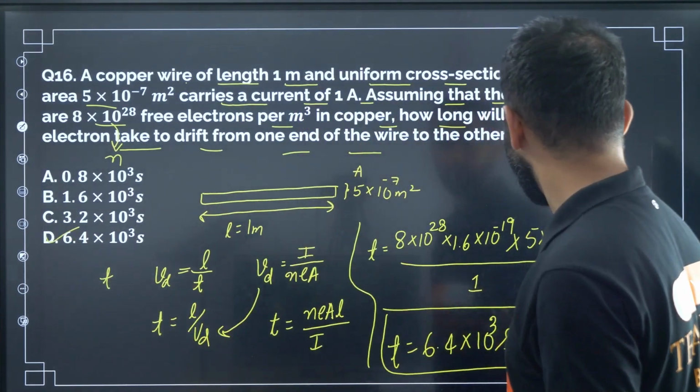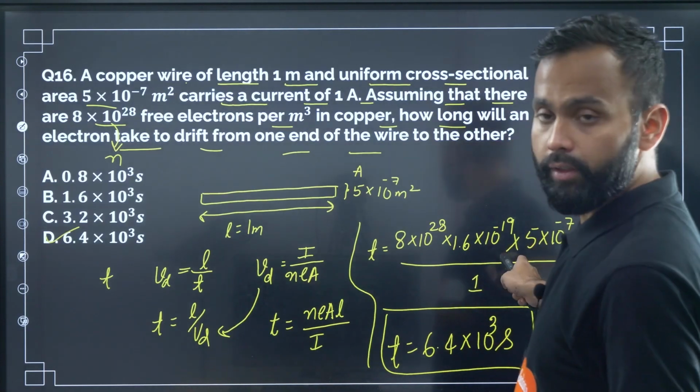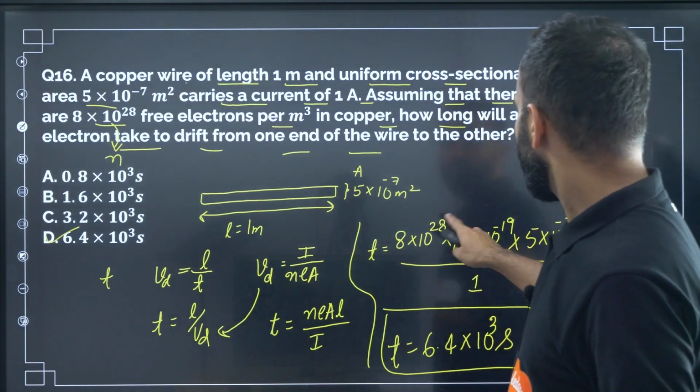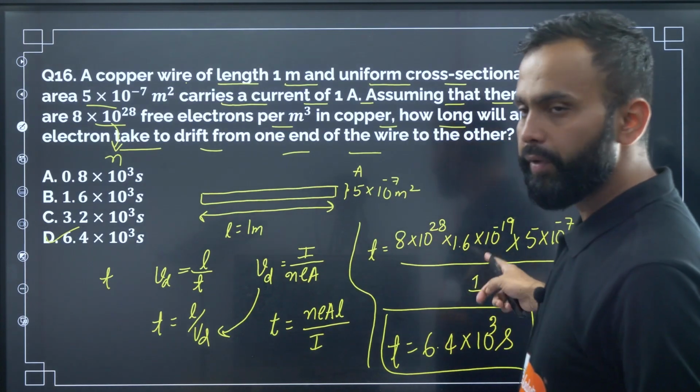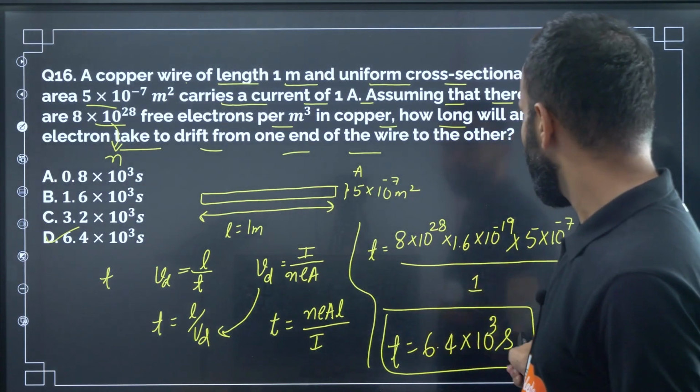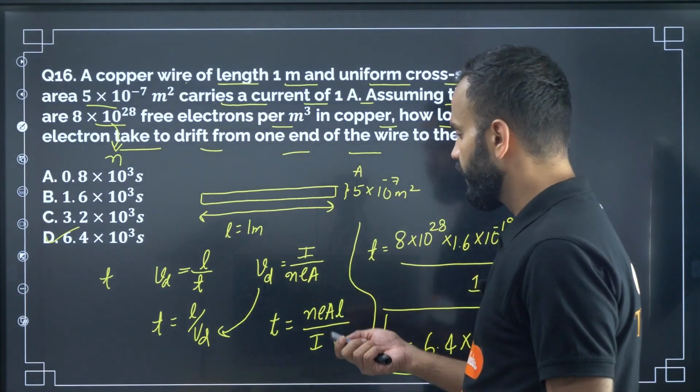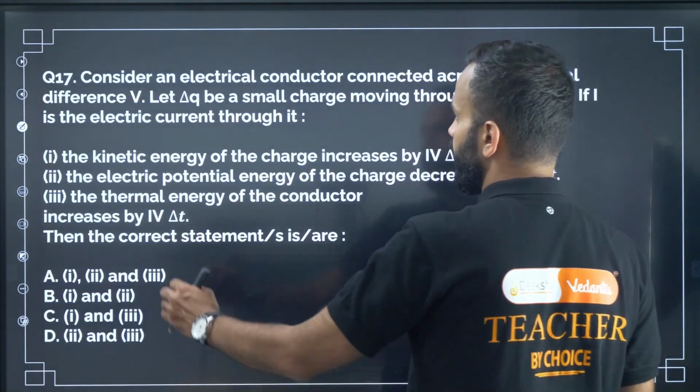6.4 into 10 to the power 3 seconds. Here 1.6 into 5 is 8, and 8 into 8 is 64. So 64 into 10 to the power 2, that is 6.4 into 10 to the power 3 seconds. Next question, question number 17.